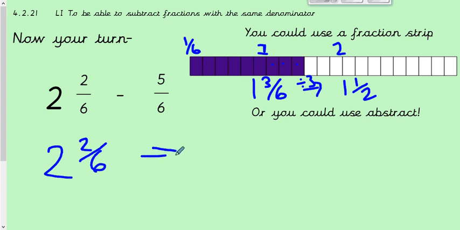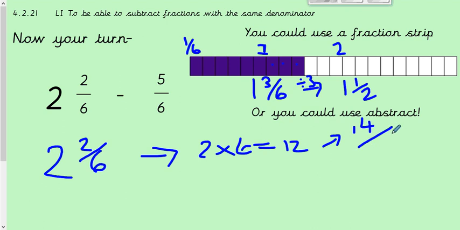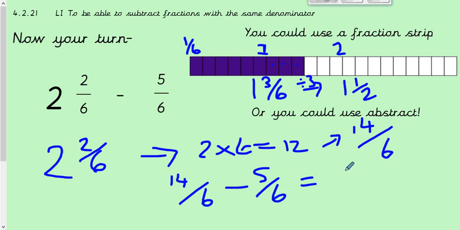If you were using abstract, you would make this an improper fraction. So you would do 2 times 6 and then add that onto your numerator, which would be 14 sixths. And then take away 5 sixths, which would have been 9 sixths, which I'll write out for you. So you could put that back as a mixed number fraction if you wanted to, which would be the same as 1 and 1/2. We could leave it as an improper fraction.